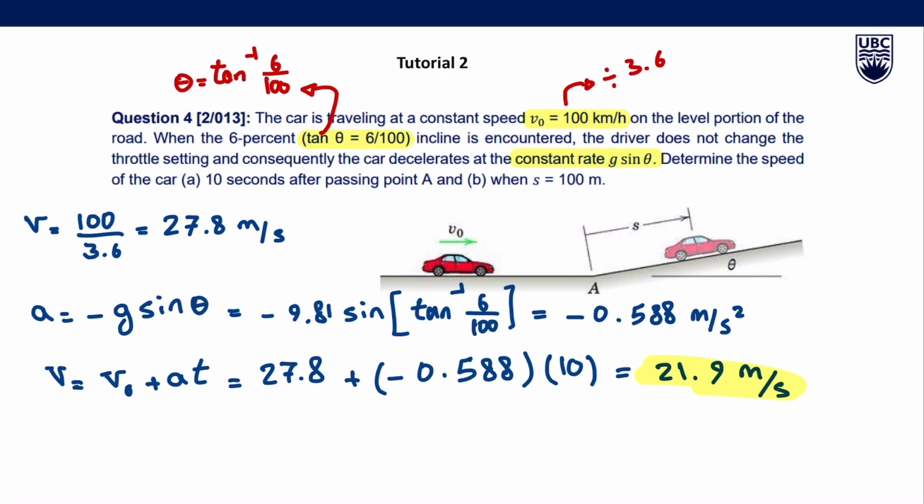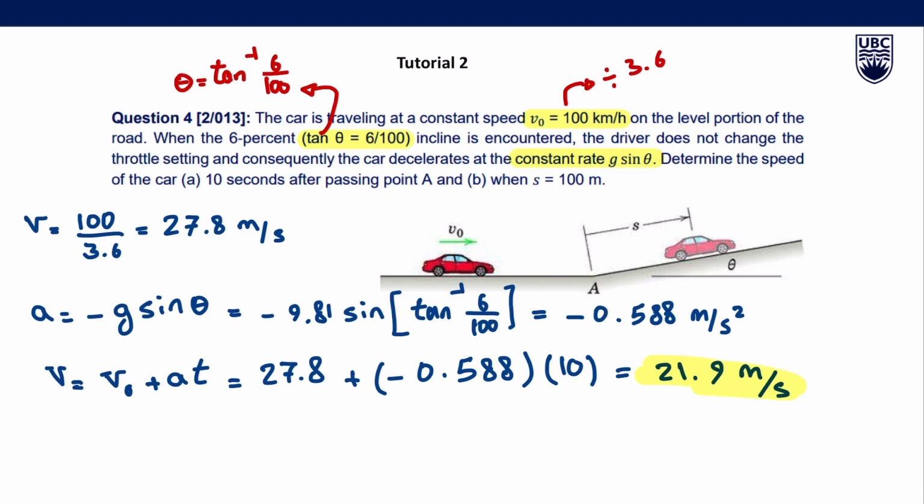For part B, it asks for the car's speed when it has traveled 100 meters along the incline. This is a classic kinematics problem where we use the equation v squared equals initial velocity squared plus 2a times displacement. One of the other equations that I mentioned for constant acceleration questions.